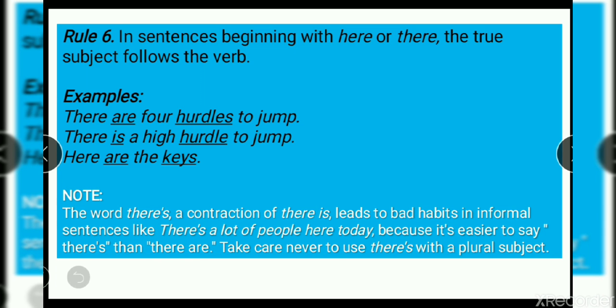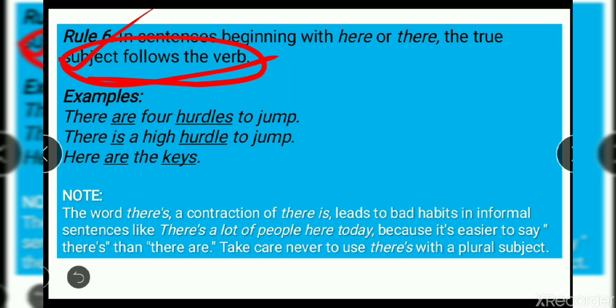Rule number 6. Here the subject is being followed by the verb. It is very easy. In sentences beginning with here or there, the true subject follows the verb. Like, there are 4 hurdles to jump. That means the subject itself comes later, after the verb. Similarly, there is a high hurdle to jump.